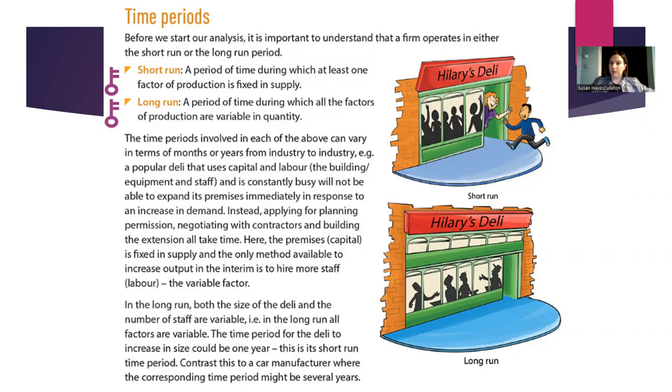Whereas in the long run, you can do everything. You can go to the bank and borrow 250,000. You can double the size of the building. You can take on five more staff. You can come up with five new marketing ideas to bring in more business as well. In the long run, you can do everything. And the difference between the short run and the long run is not time. It's how quickly you can adjust your factors of production.